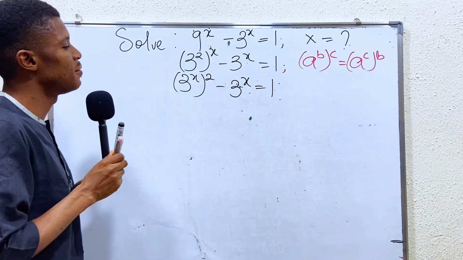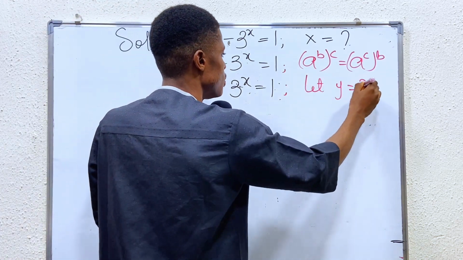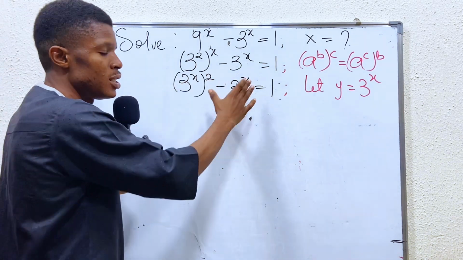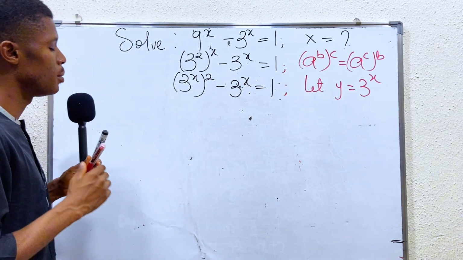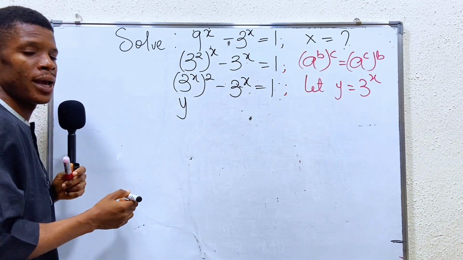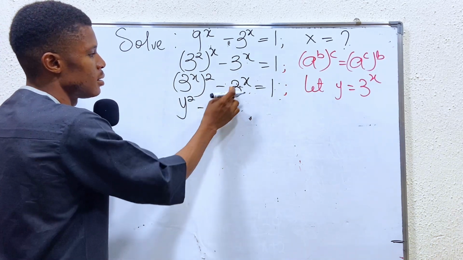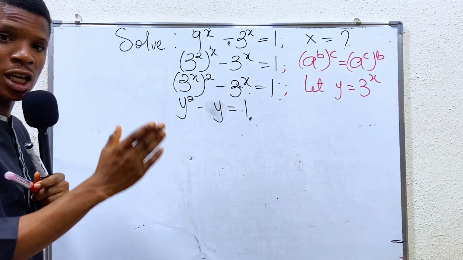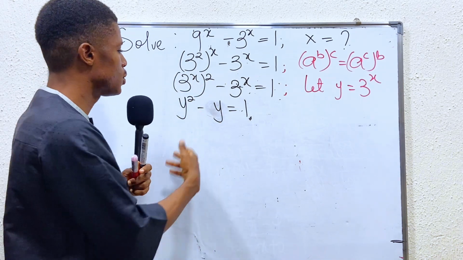Since we have this, I can say, let y be equal to 3^x, so that I can rewrite the whole exponential equation in terms of y. What do you observe? I now have y squared minus y is equal to 1. This has changed from an exponential equation to a quadratic equation, so I'm going to solve this.